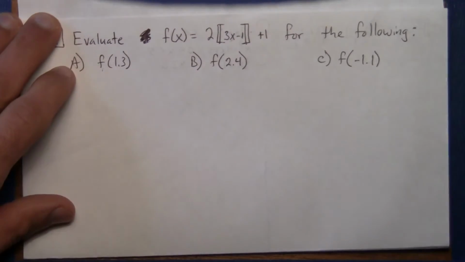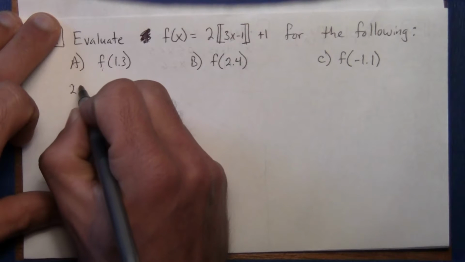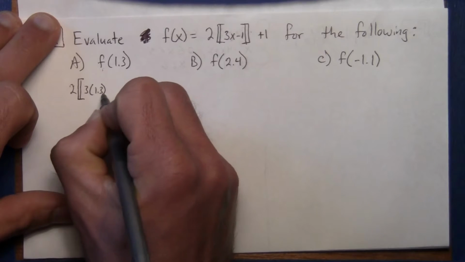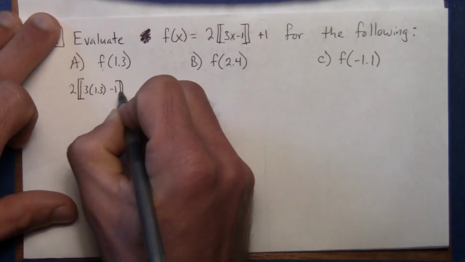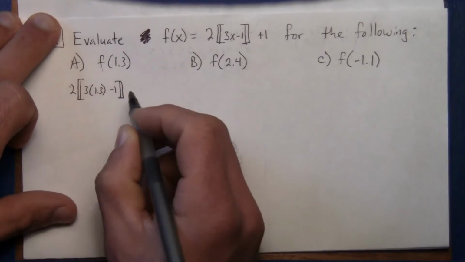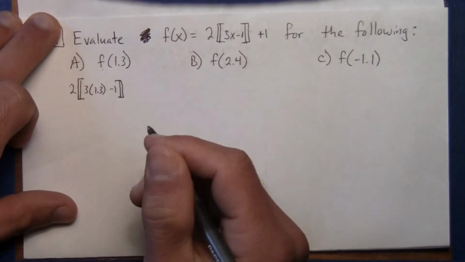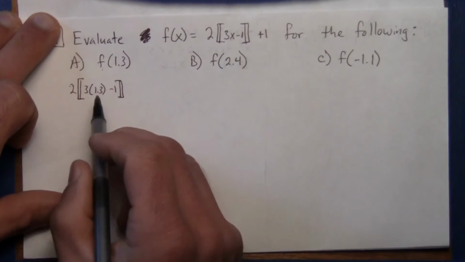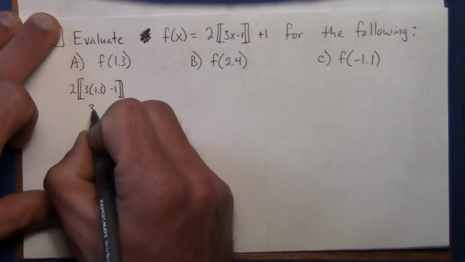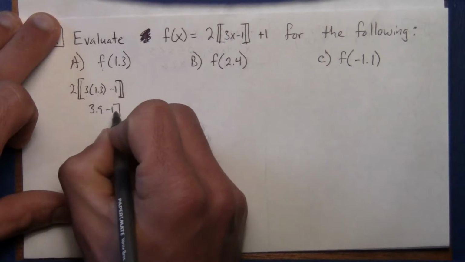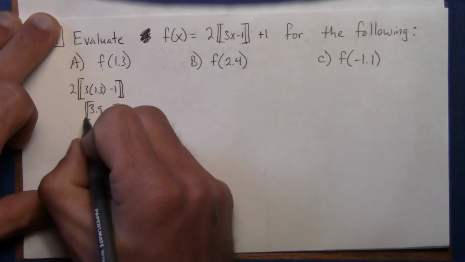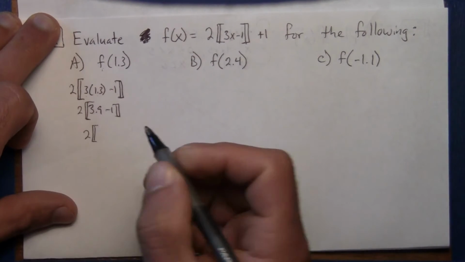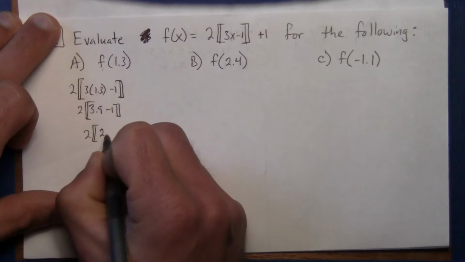So we're going to do that for letter A, and I'm going to plug in the 1.3 so that it looks something like this. And now before I actually apply the rule for that greatest integer or step function, I'm supposed to simplify what's inside that bracket as far as I can. So I want to multiply these two numbers together first to get 3.9. Then I'm going to subtract the 1. And so eventually inside that greatest integer function or step function, I end up with 2.9.